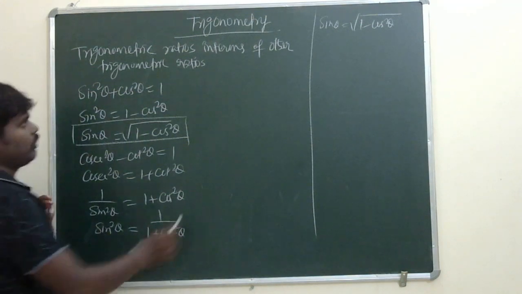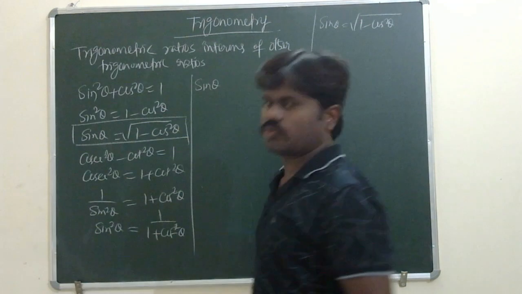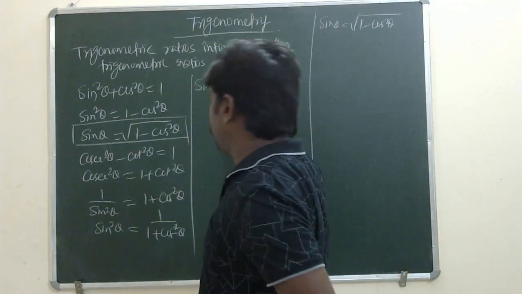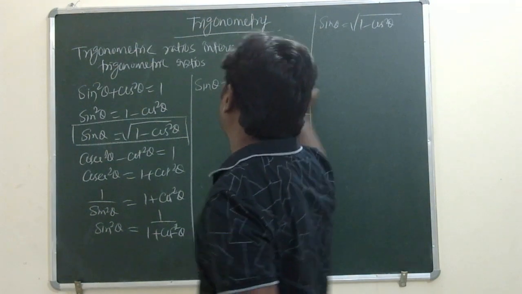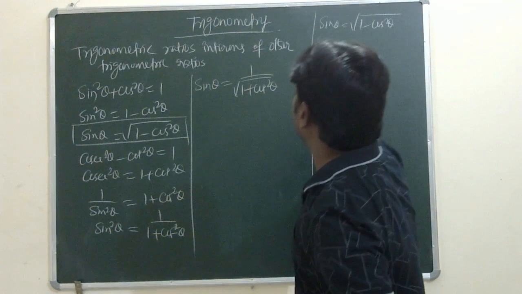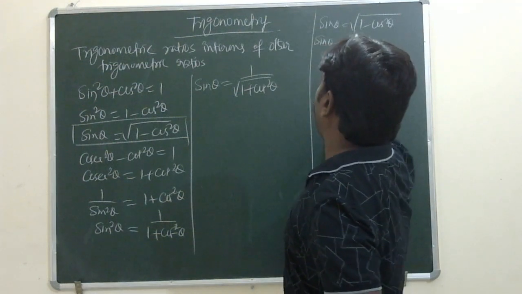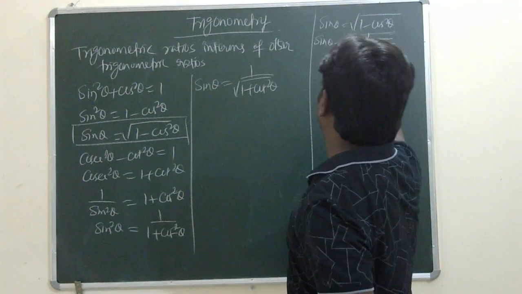Okay, so now we want sin theta, so just take the square root on both sides, then you will get sin theta is equal to 1 by square root of 1 plus cot square theta. So this is the expression of sin theta in terms of cot. Sin theta in terms of cot is 1 by square root of 1 plus cot square theta.